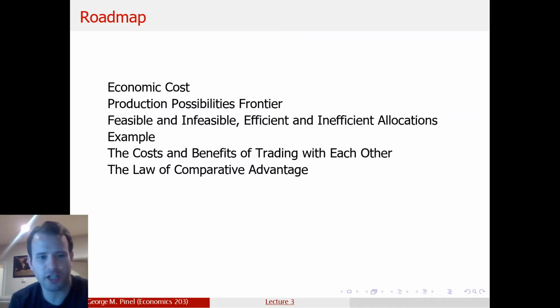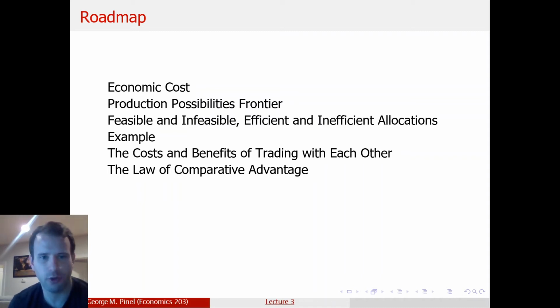Then we'll talk about production possibilities frontiers. This is basically a way of mapping graphically how to produce two goods in a combination that's most efficient. And it could be more than two goods, but for the sake of these lectures, we're just going to restrain it to two goods, because otherwise we'll have a three-dimensional graph, and that's not fun.